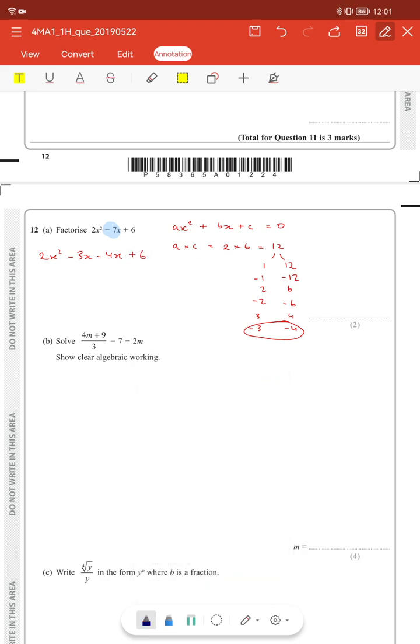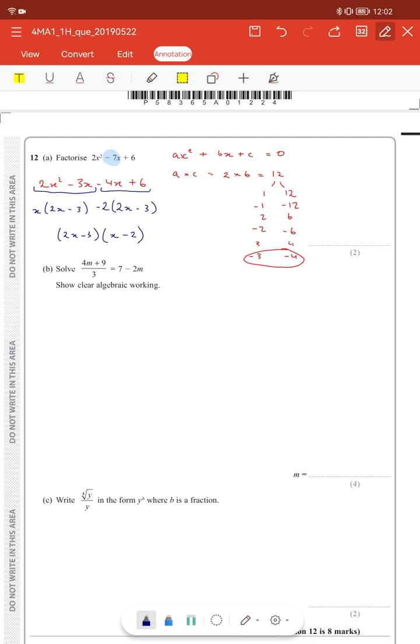The next step is crucial. We're going to separate the first two terms and the last two terms and see how we can factorize them. So I can take out an x from the first two, and I can take out minus 2 from these, and I get 2x minus 3. And because I have the same bracket, that becomes one of my brackets, and the next bracket would be the remaining terms.